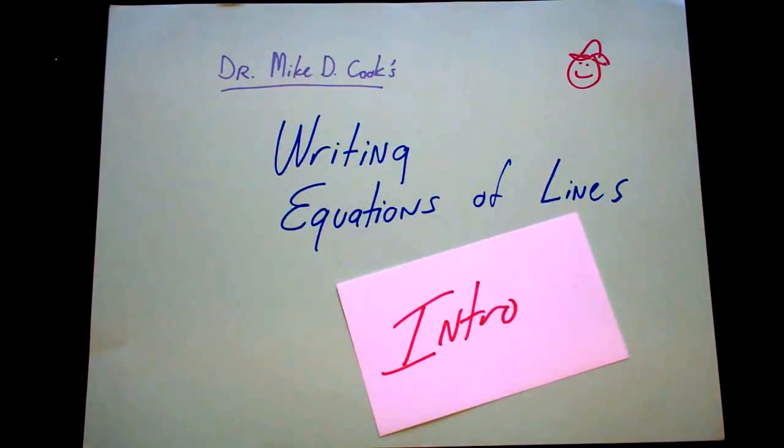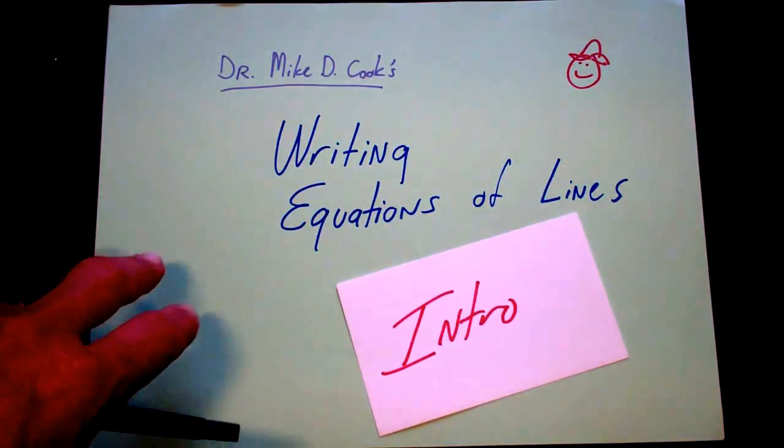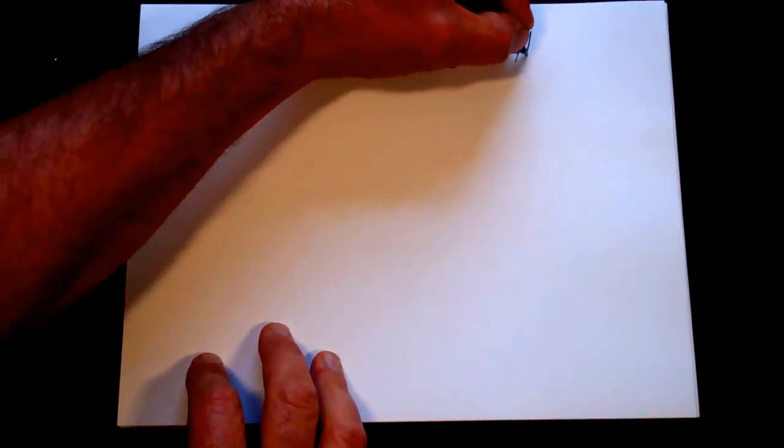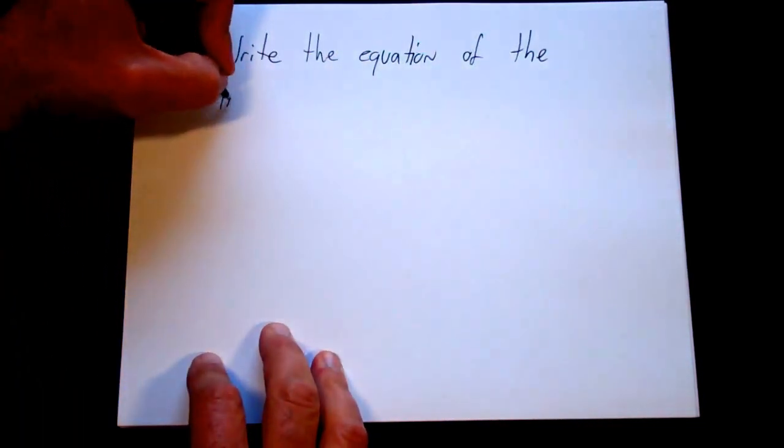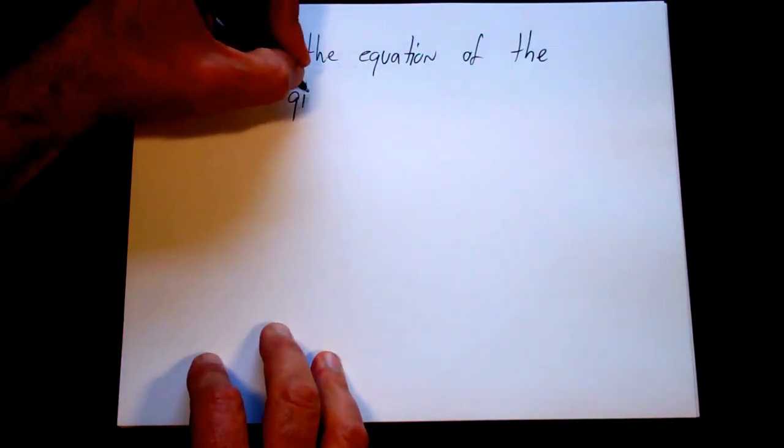This is the first of a series of videos on writing equations of lines given certain information. And the first thing I'd like to talk about is that there are basically a couple of different problems that we look at that all are the same problem, more or less, and that is: write the equation of the line, and then you'll be given some information.